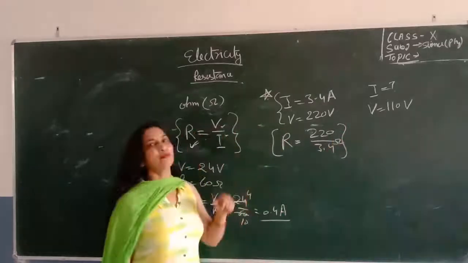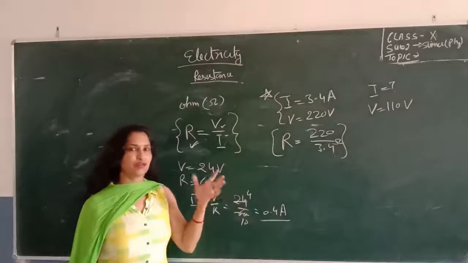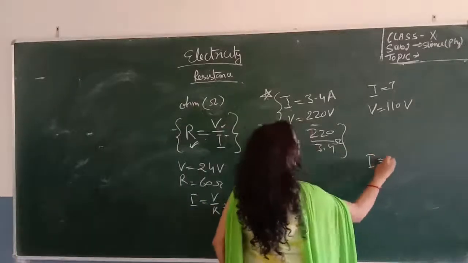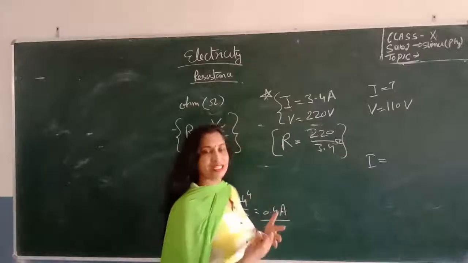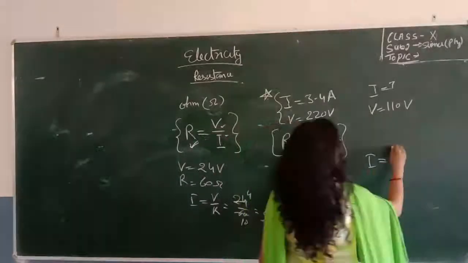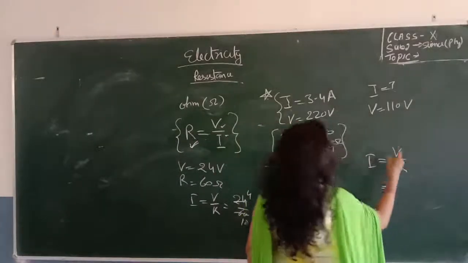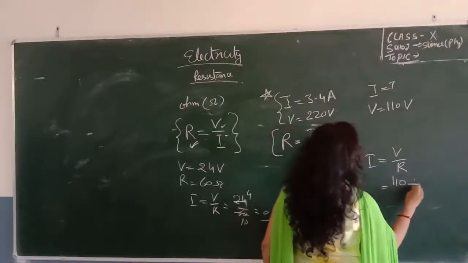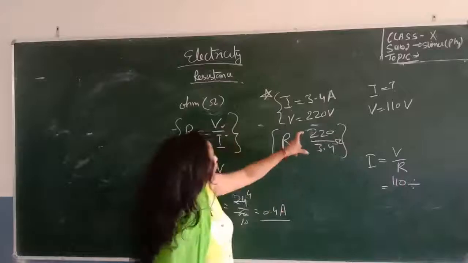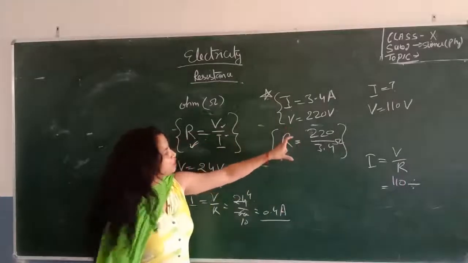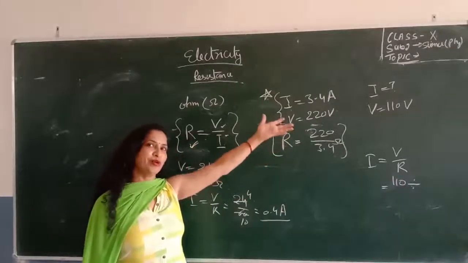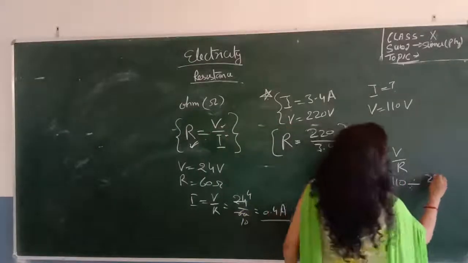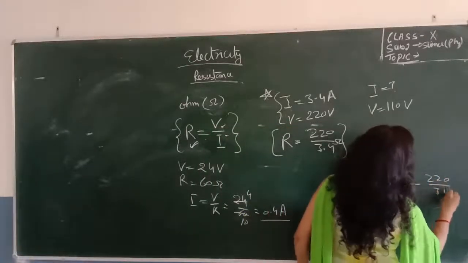Now by changing the potential difference, since the resistance of the wire does not change, we can easily find out the value of current by using Ohm's law. V is equal to I into R, so I is equal to V upon R. Now the value of V is 110, divided by the resistance. The resistance is 220 upon 3.4. You know this value does not change on changing the potential difference. So you can use this value, divided by 220 upon 3.4.